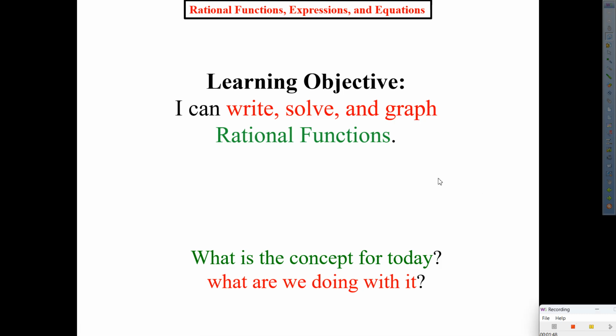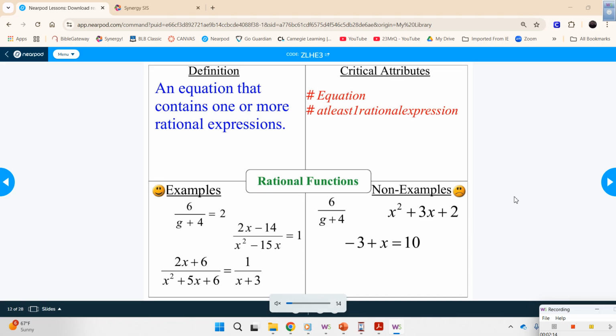All right, so I can write, solve, and graph rational functions. Right now we're focused just on the graphing portion, okay? So remind your neighbor what rational functions are. See if you remember a definition in your own words. So, equations that contain one or more rational expressions or one or more fractions. We have those notes already. You don't need to rewrite them.